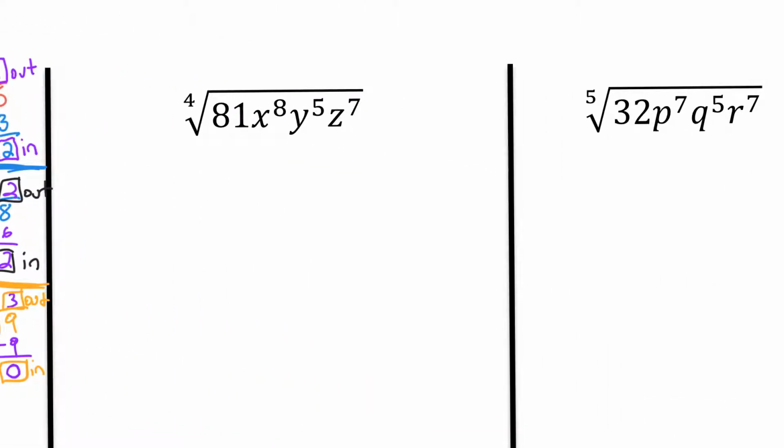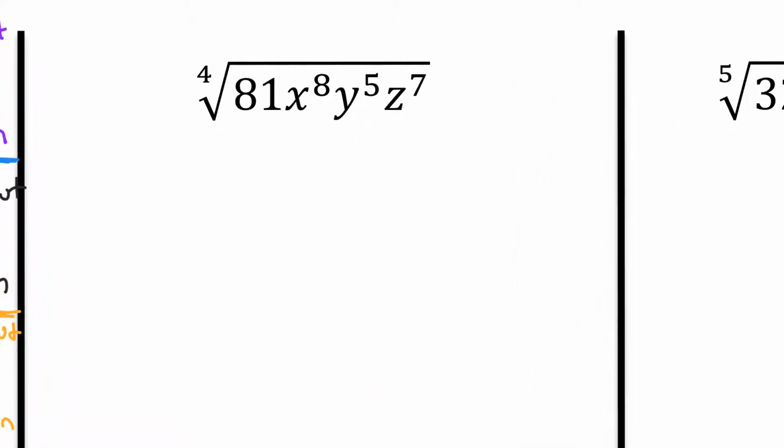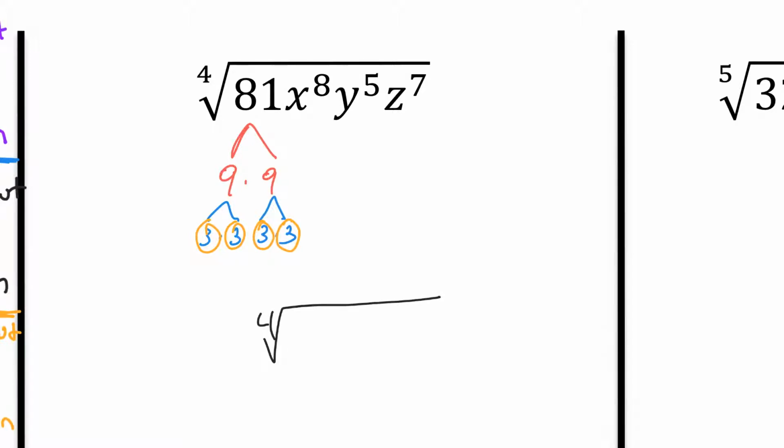The next one, we have the fourth root. So first, let's break down the number. I know that 9 times 9 is 81. 3 times 3 is 9, 3 times 3 is 9. I can make a group of 4: 1, 2, 3, 4. So I can take out of the fourth root the number 3, outside of the radical, because there's a group of 4. So take out the 3. And then you're going to divide the exponents.